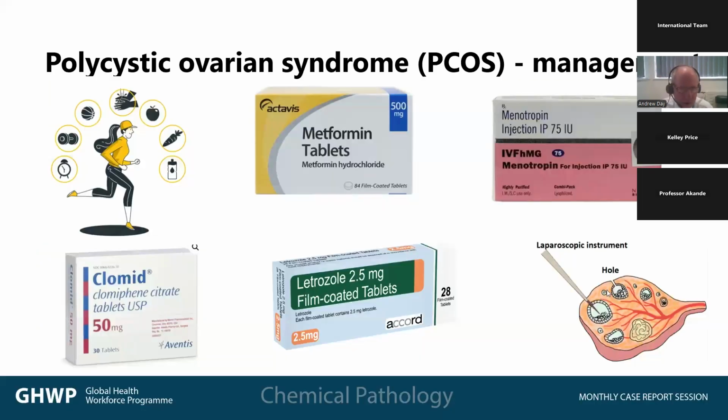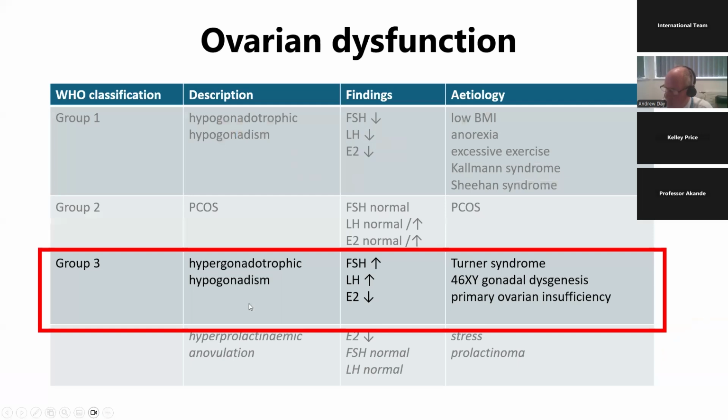Okay, so that's polycystic ovarian syndrome. Happy to answer any further questions on that when we get to the end. The third group, hypergonadotrophic hypogonadism. So if you like, primary ovarian failure. We'll look at some causes for this in a little more detail in a moment, but it includes primary ovarian insufficiency, chromosomal issues like Turner syndrome, or inherited disorders like 46XY gonadal dysgenesis.